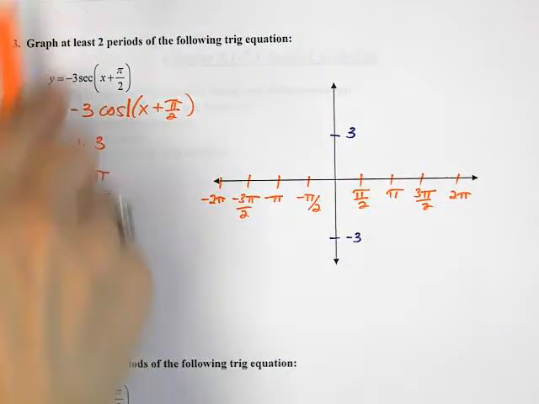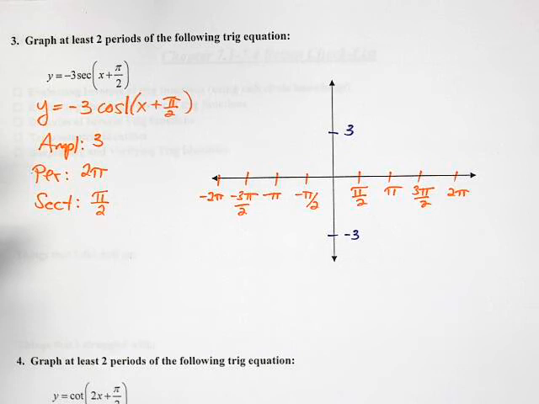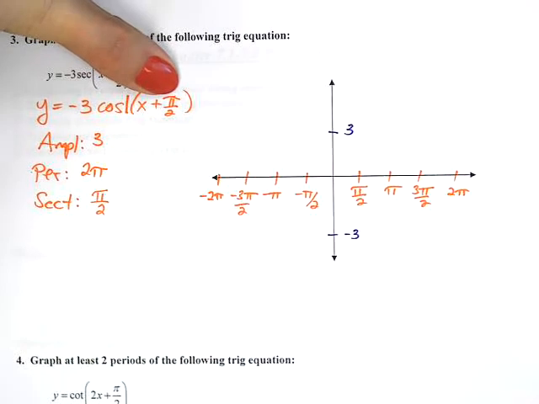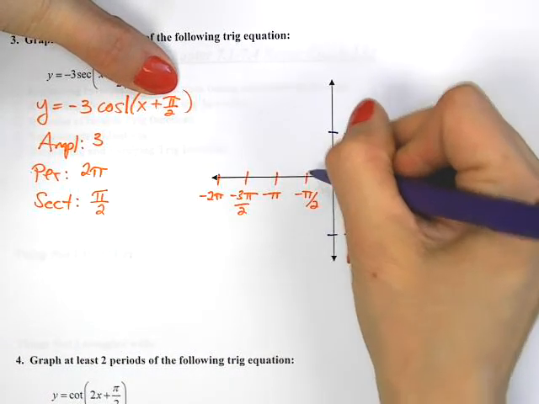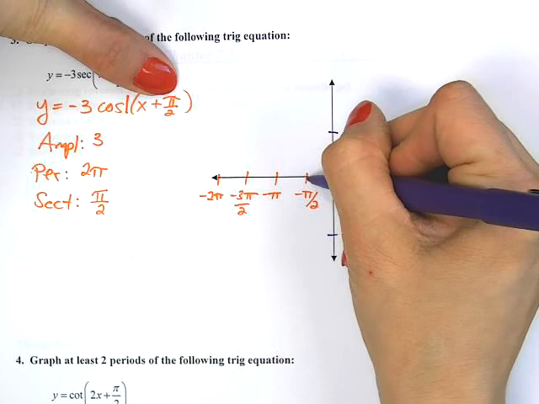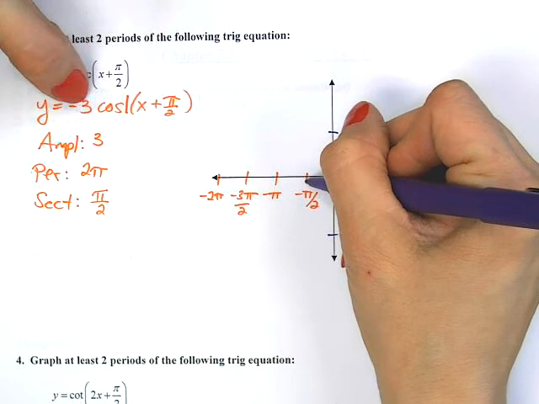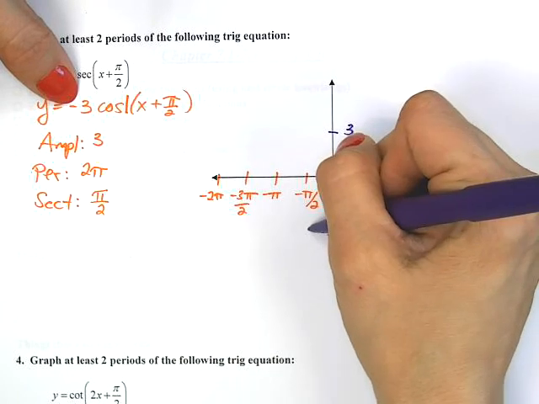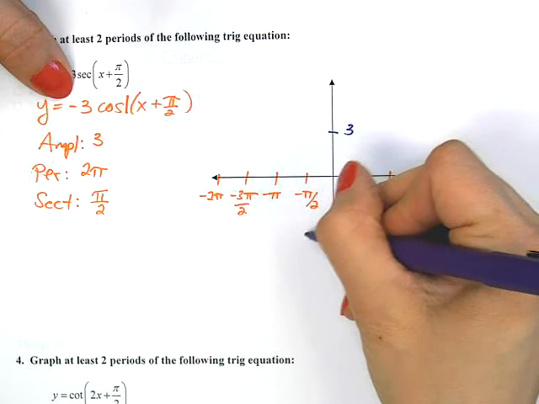Okay. How about shifting left and right? There's a phase shift to the left, pi over 2. So I'm going to go here. This is my starting point. For a cosine graph, that's negative. Do we start high, middle, or low? For a cosine, it's either high or low, and this one's going to be a low.